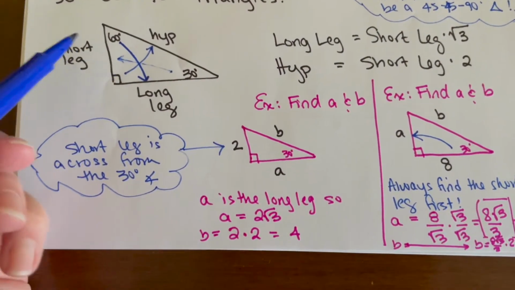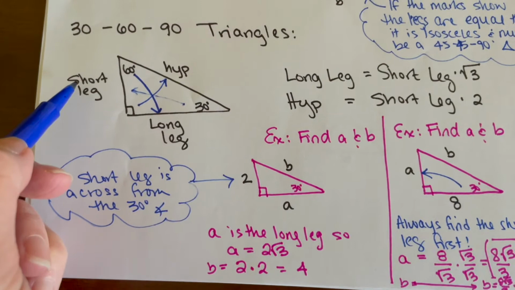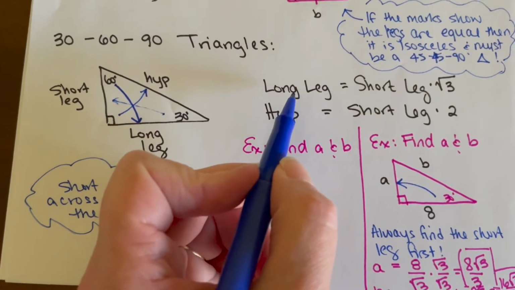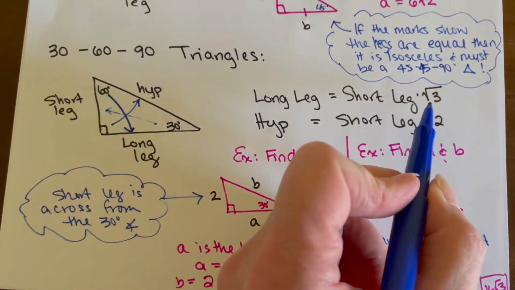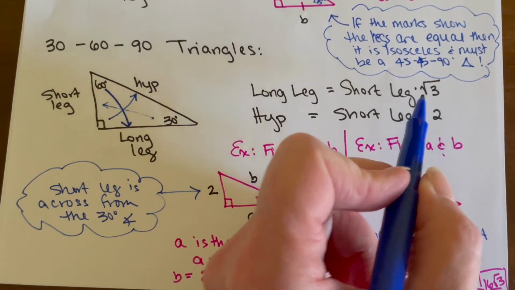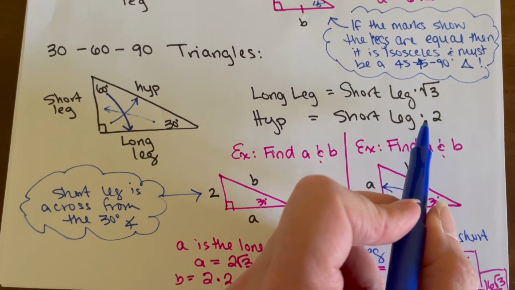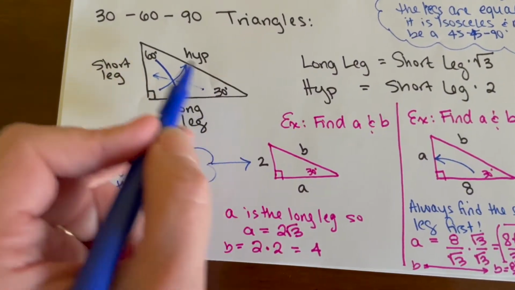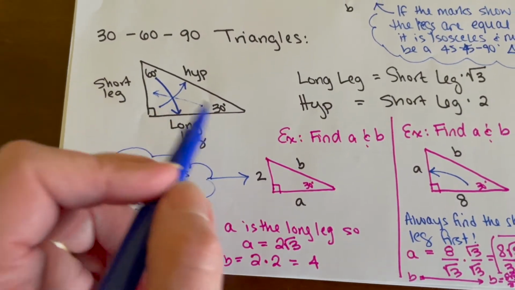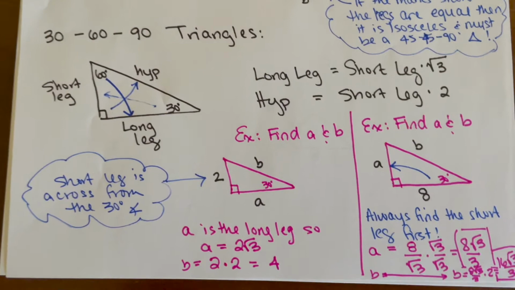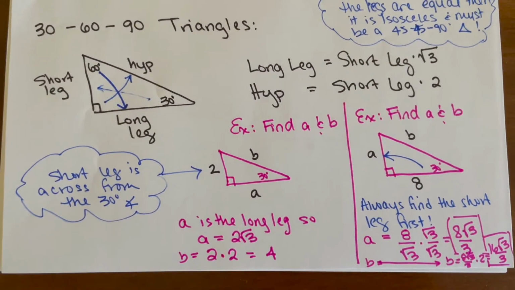Then the relationship, once I find that short leg: the long leg is always equal to the short leg times the square root of 3, and the hypotenuse is always equal to the short leg times 2. That's why I say whatever you are given in the problem, always work your way back to find the short leg first and then go from there.